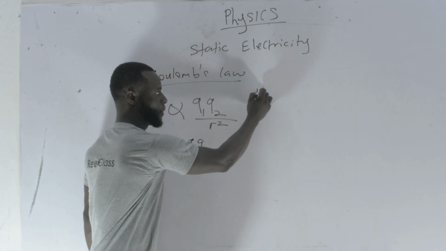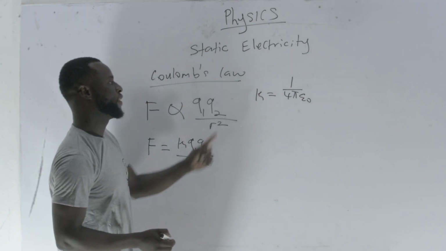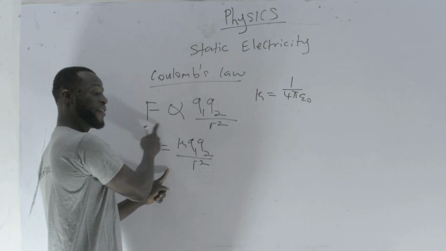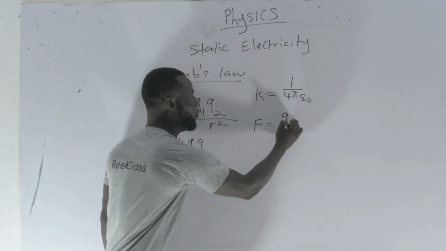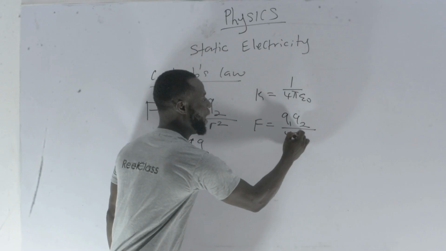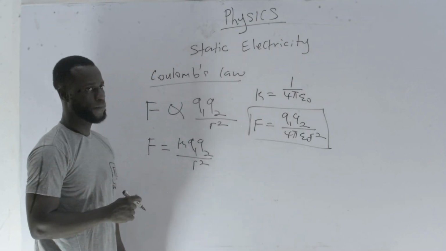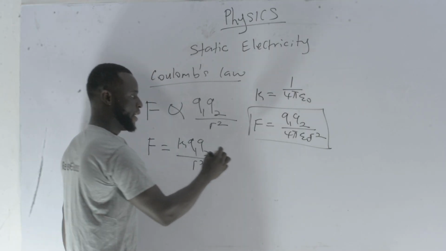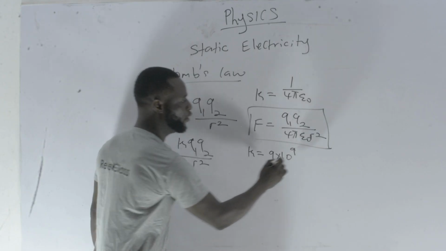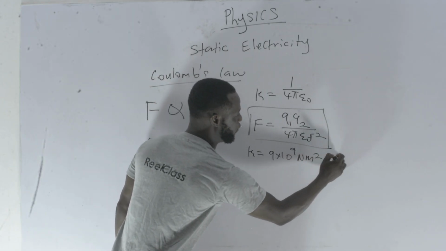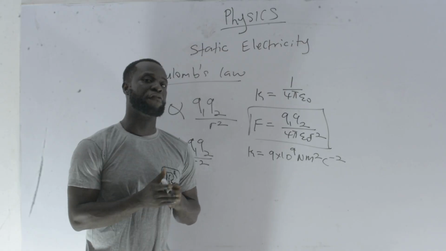K itself is equals to 1 over 4 pi E naught. So if K is equals to 1 over 4 pi E naught, I can rewrite this whole equation as F is equals to Q1 Q2 over 4 pi E naught R squared. Now this is Coulomb's law. The value of K itself is 9 times 10 raised power 9 Newton meter squared per Coulomb squared. And E naught here is the permittivity of free space.